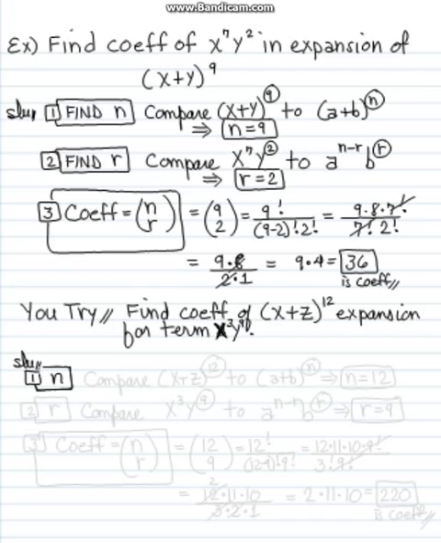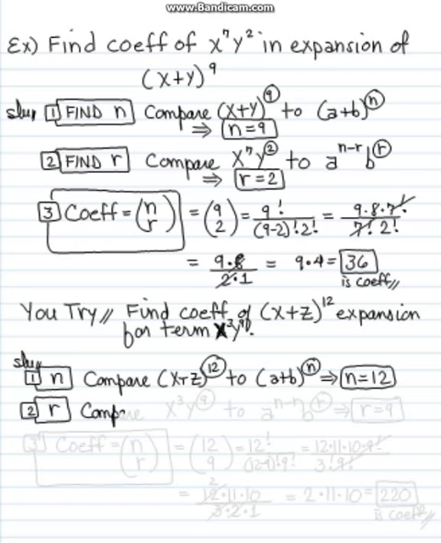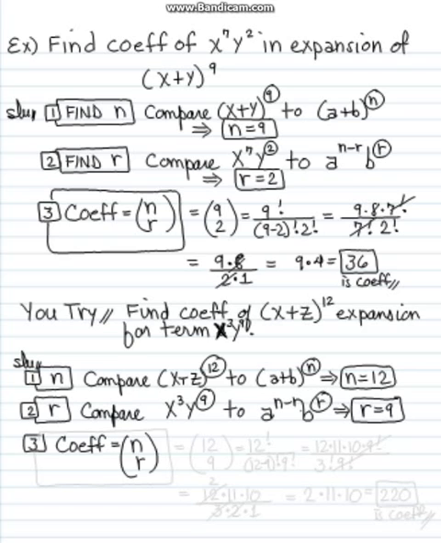Step 1. Find the value for n by comparing (x plus z) to the 12th power to (a plus b) to the nth power. And you get n equals 12. Find r by comparing x cubed y to the 9th to a to the n minus r times b to the r. So r is equal to 9. And step 3, calculate the coefficient we're looking for. n choose r, which is 12 choose 9 in this case.